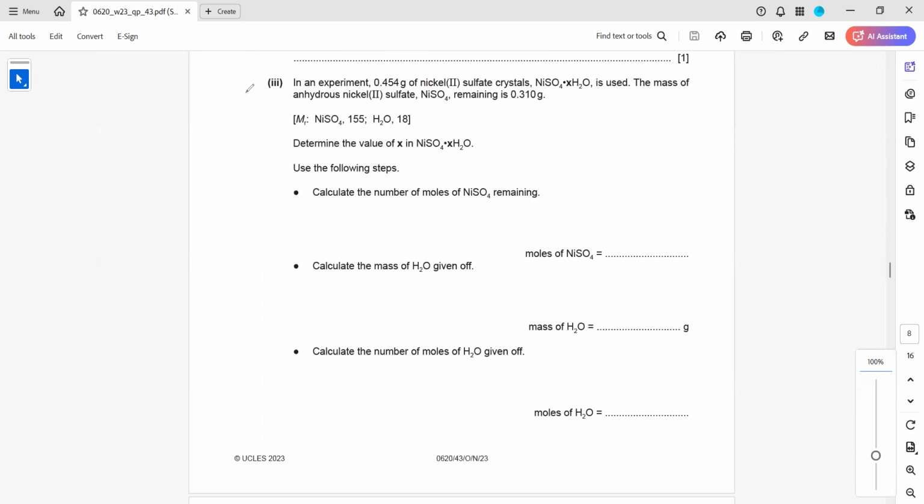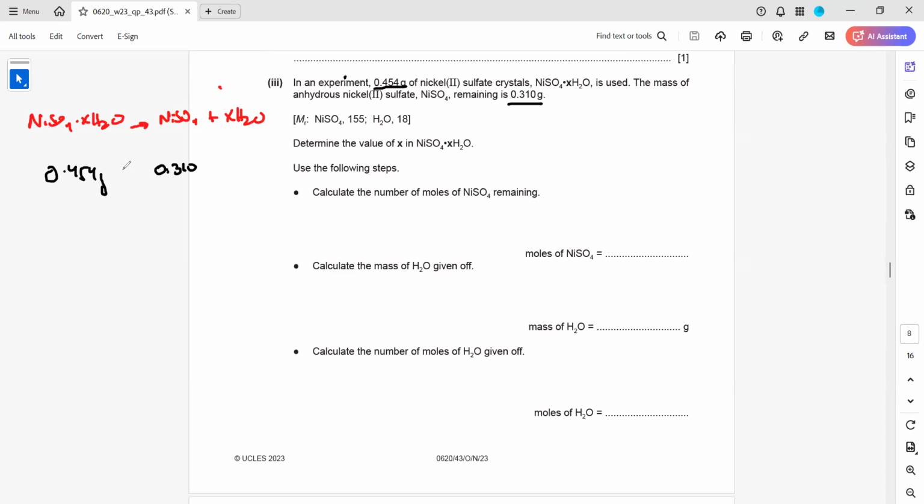Look, here we have nickel sulfate. So NiSO4·XH2O. When it decomposes, it gives nickel sulfate plus XH2O. So in an experiment, 0.454 grams is used. When we heat, the remaining is 0.310 grams. It's exactly the same question, only the compound has changed.